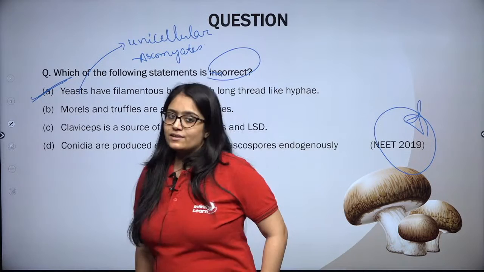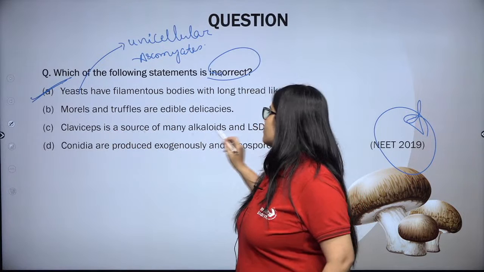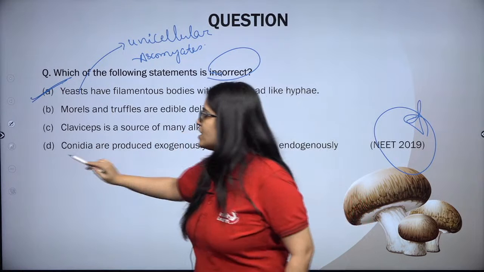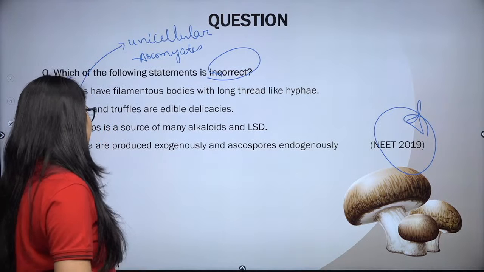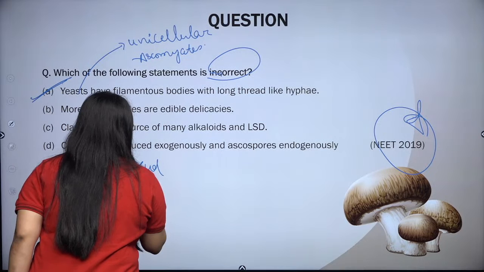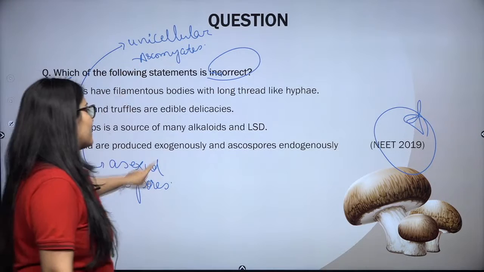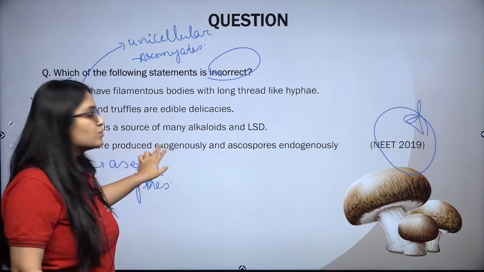Let's see the other options as well. Morels, truffles are edible? Definitely. Claviceps is a source of many alkaloids and LSD? Definitely, that's right. That's not there in the NCERT, but you can remember. Conidia are produced exogenously and ascospores are produced endogenously. That's right. Conidia are the asexual spores. Asexual spores means the spores that will help in asexual reproduction in the members of ascomycetes, and they are produced exogenously. They are not produced inside any closed structure. They are produced on conidiophores, the special mycelium.